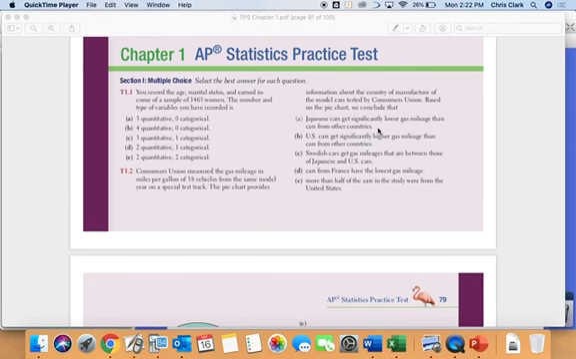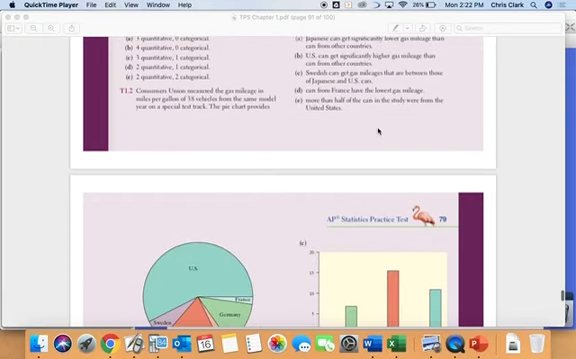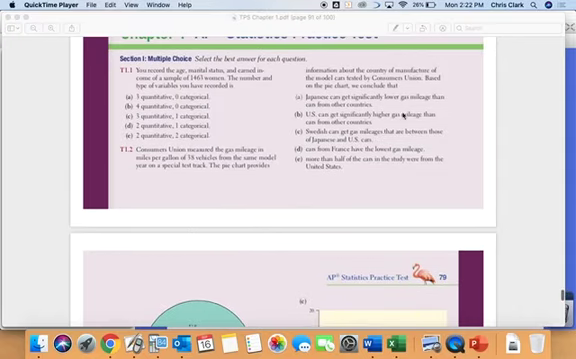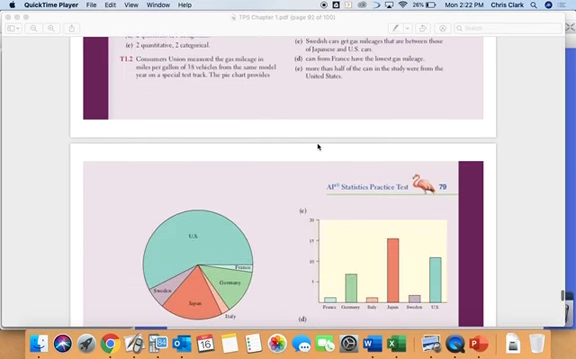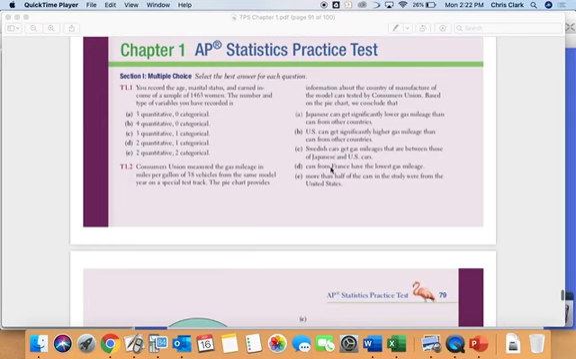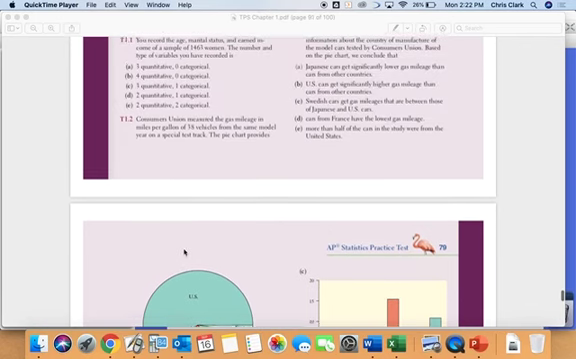So it says Japanese cars get significantly lower gas mileage than cars from other countries. That's not what the pie chart is providing. It's providing just the country of manufacture. So A is wrong. U.S. cars can get significantly higher gas mileage than cars from other countries. Again, the pie chart is not talking about that. Swedish cars can get gas mileage that is between those of Japanese and U.S. cars. Same thing, no information there about gas mileage. And then D, cars from France have the lowest gas mileage. Again, we don't know that information.